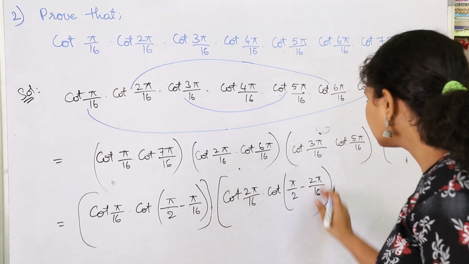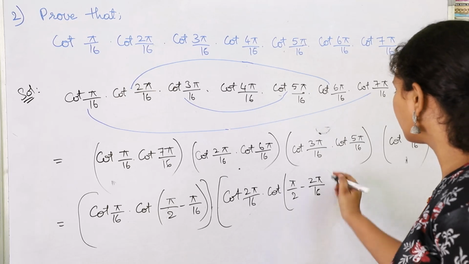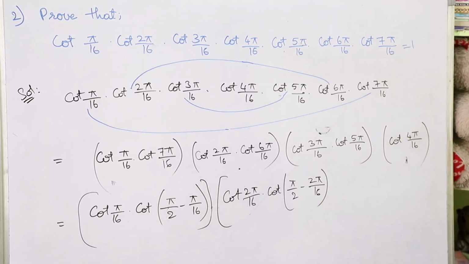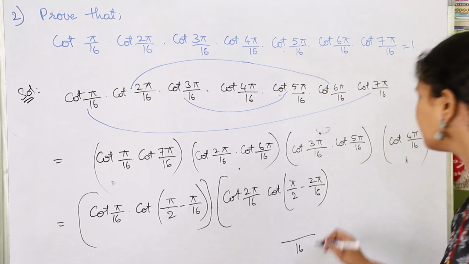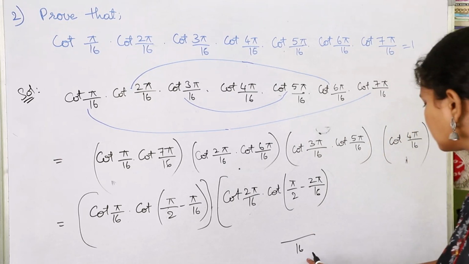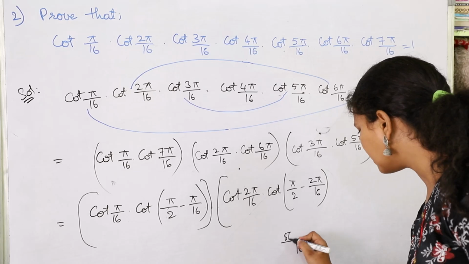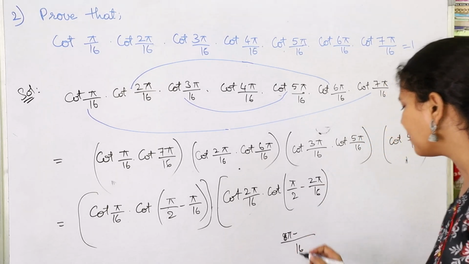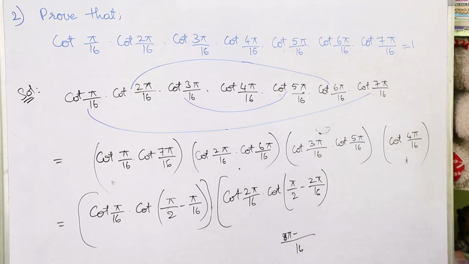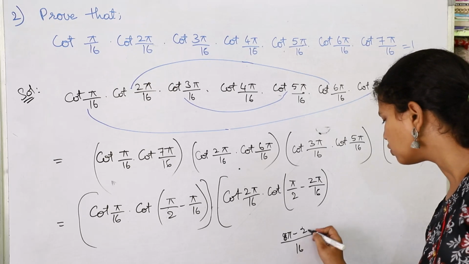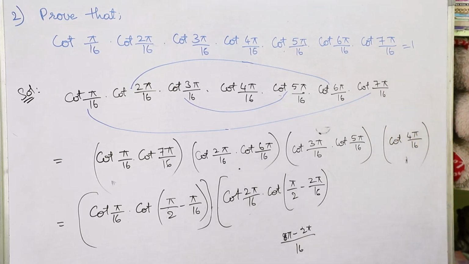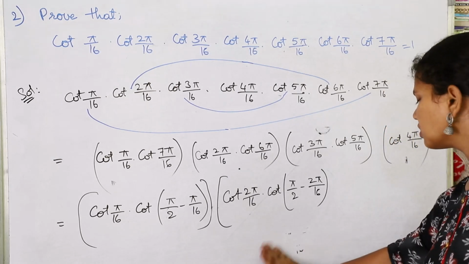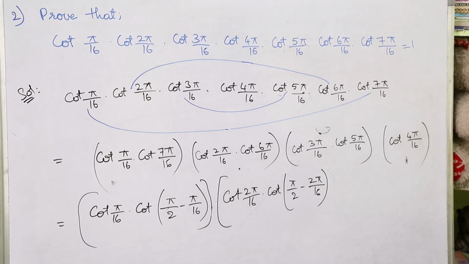I can write this as pi by 2 minus 2 pi by 16, as here you can see 16 will be the LCM. I will be explaining this. So this becomes 8 pi minus LCM into numerator by denominator; here 16 gets cancelled, so you will be left with 2 pi. So 8 pi minus 2 pi, 8 minus 2, 6, so this becomes 6 pi by 16. Clear?